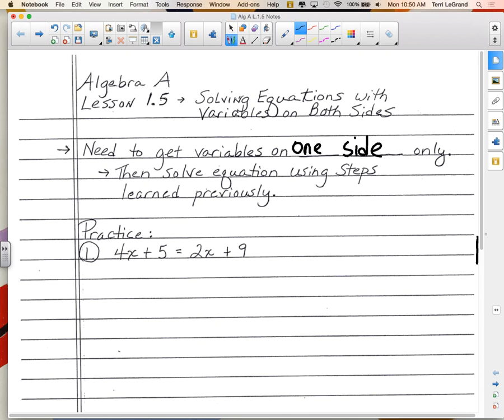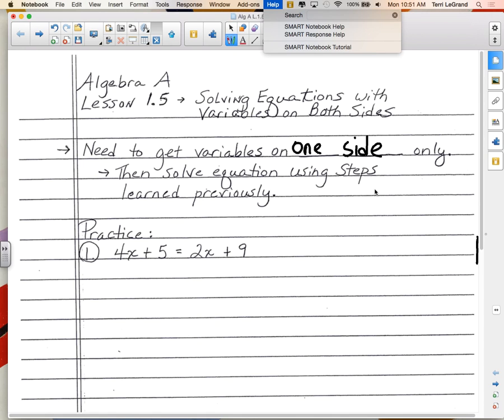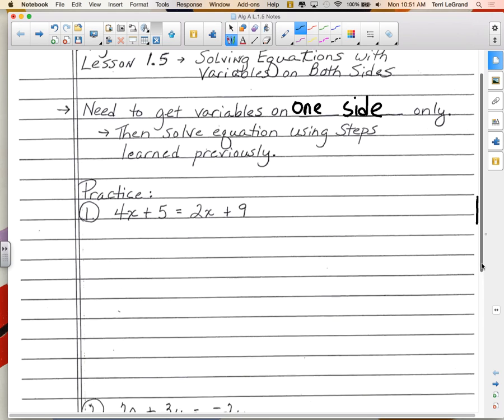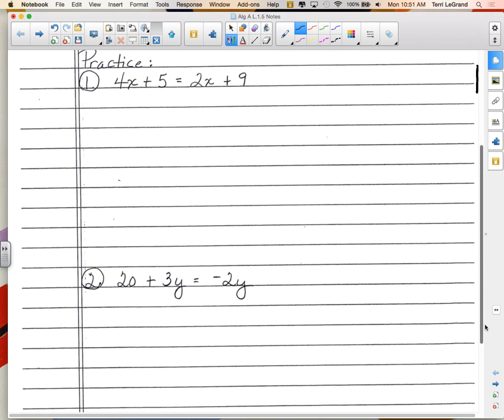Okay? So let's look at our first one here. 4x plus 5 equals 2x plus 9. We could have done that if we would have had enough students, but we didn't have enough students to fill all the spots for it, so we're going to do it algebraically. So we have 4 x's on one side, and we have 2 x's on the other side. We need to get it so that we don't have x's on both sides. What do you think we could do here?